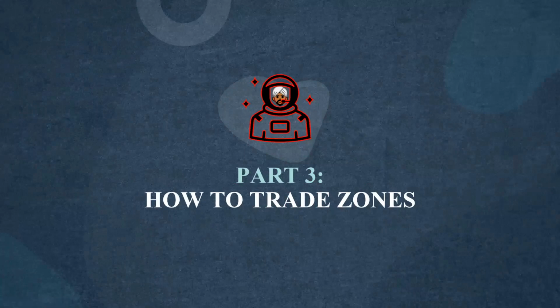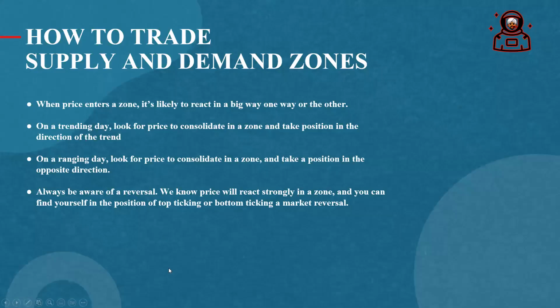Now the part we're all here for: how to trade supply and demand zones. It's fairly simple, actually. When price enters a zone, it's likely to react in a big way, one way or the other. On a trending day, look for price to consolidate in a zone and take a position in the direction of the trend. Today was an uptrend day. You saw on SPY, there were multiple times where price consolidated in the zone and you could have taken a position. On a ranging day, look for price to consolidate in the zone and take a position in the opposite direction. A ranging day is when it's 10 o'clock and price has just been going back and forth between the zone.